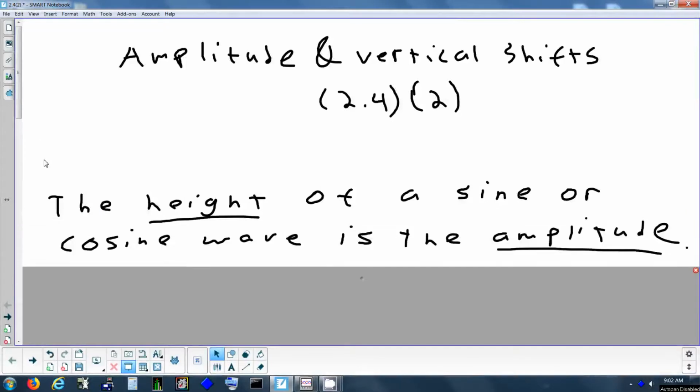Today, we're going to talk about two transformations, but they're both going to affect the y-axis. Okay? So out of the four, two affect the x, two affect the y. You did one on the x yesterday. Today, we're going to do both on the y.